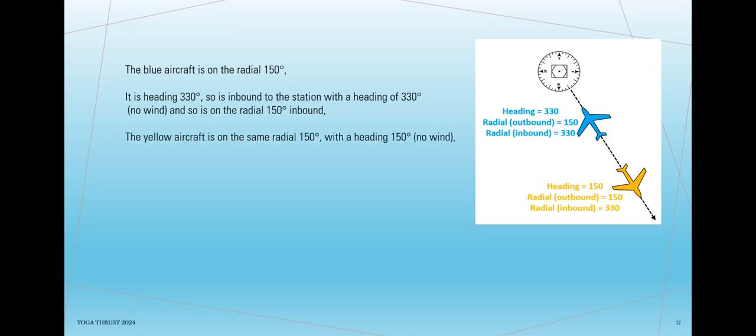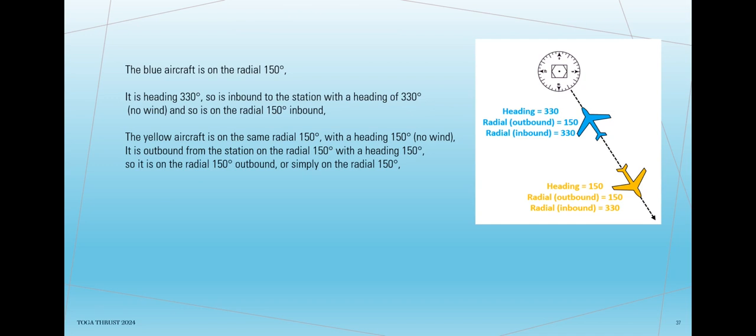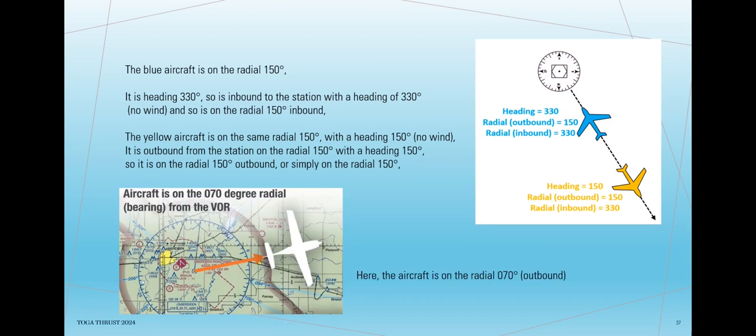The yellow aircraft is on the same radial 150 degrees, with a heading 150 degrees, no wind. It is outbound from the station on the radial 150 degrees with a heading 150 degrees. So it is on the radial 150 degrees outbound, or simply on the radial 150 degrees. Here, the aircraft is on radial 070 degrees, outbound.